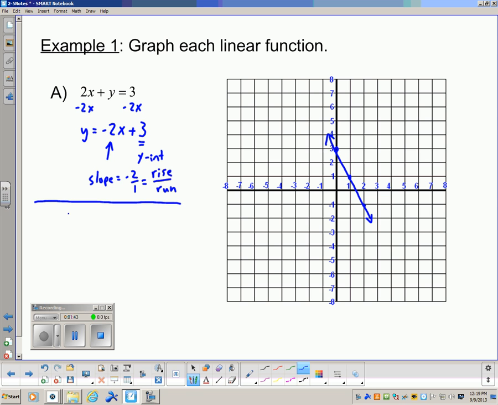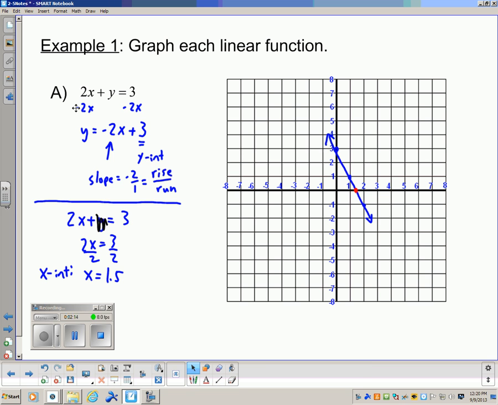Now another choice could be that we go ahead and use the cover-up method. So if we do that, we could cover up the y and find the x-intercept. So 2x equals 3, divide by 2, and x ends up being 1.5. That's our x-intercept. So since that's our x-intercept, we could go over here, and our x-intercept, where it hits the x-axis there, is at 1.5.